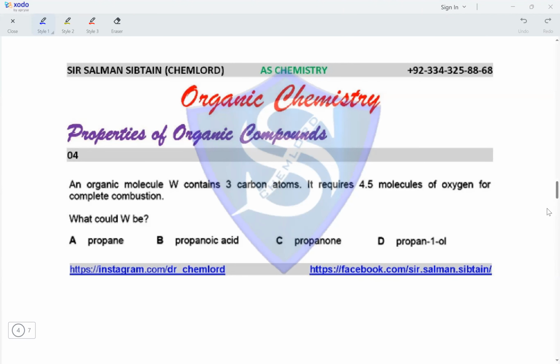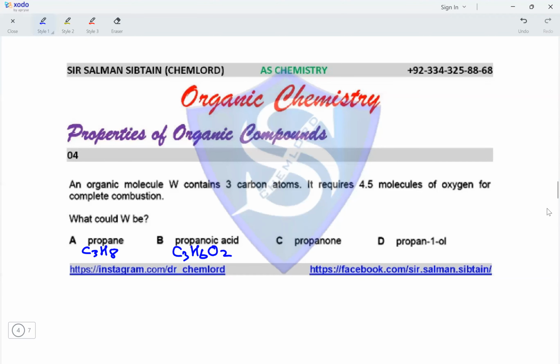Question 4. An organic molecule W contains 3 carbon atoms. It requires 4.5 molecules of oxygen for complete combustion. What could W be? So we've got propane, which has a molecular formula of C3H8. We've got propanoic acid, so this would be C3H6O2.